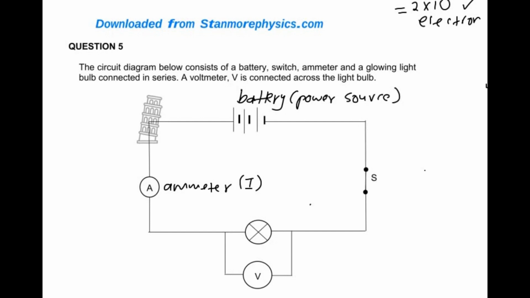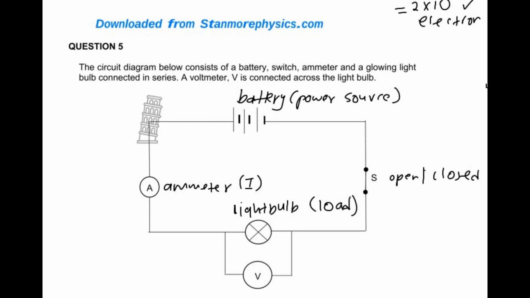And then you have a light bulb. So that's your light bulb. They're saying it's glowing, meaning it is on. So your light bulb is a load. It uses that energy that the battery gives to the charges. It uses it. So that's why we say it is a load. And then we have a switch. A switch can be open or closed. In this instance, it is closed.